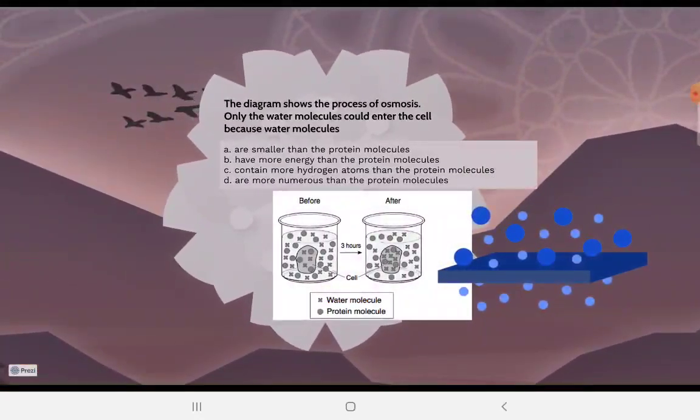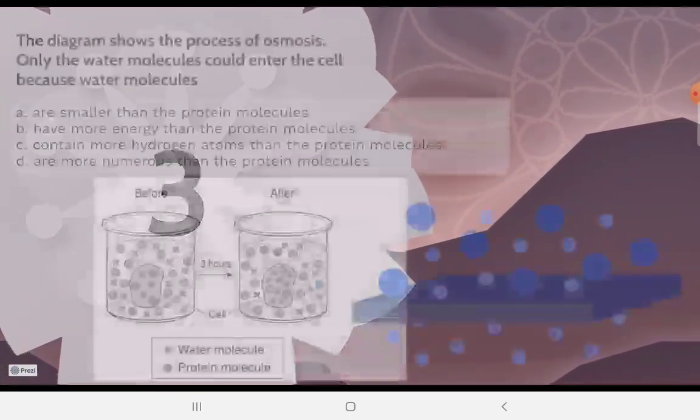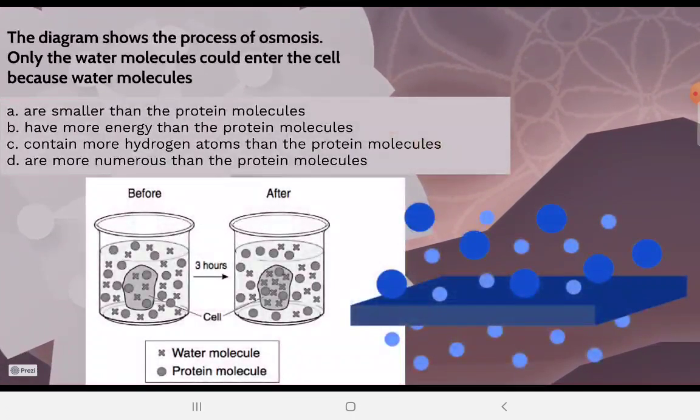Number 3, let's see. The diagram shows the process of osmosis. Only water molecules could enter the cell because of what? So this has to do with a term called selective permeability.